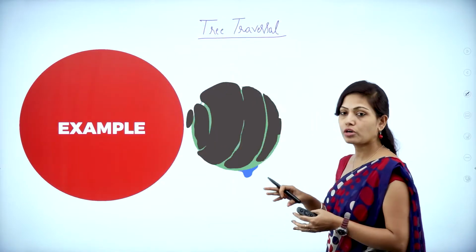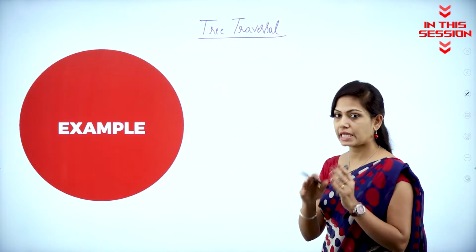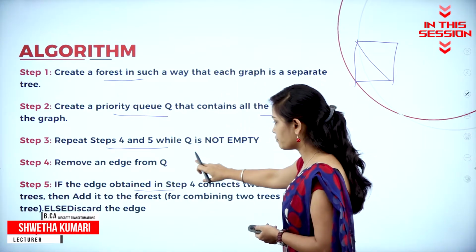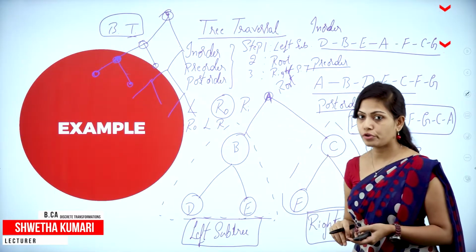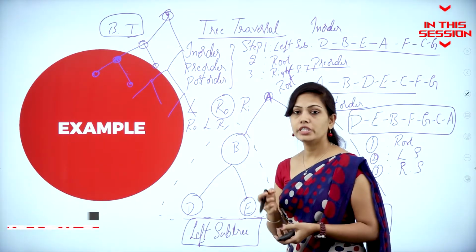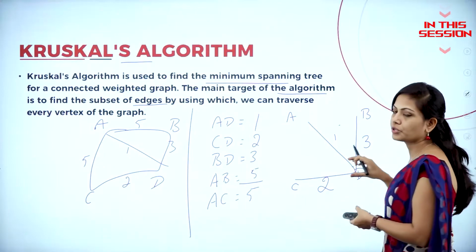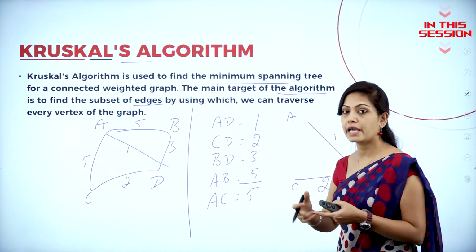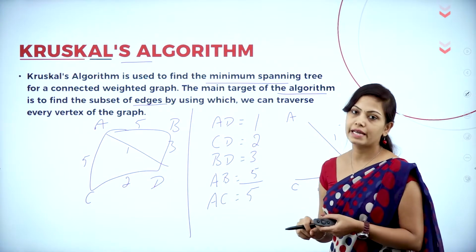In tree traversal concept, we have to visit all the nodes exactly once. And if the edge obtained in step 4 is removed, remove an edge from Q. So these are the questions you can expect for your examination: binary tree traversal, and you just draw a graph without having the cycle. Without creating the cycle, you have to draw a graph. That's it.